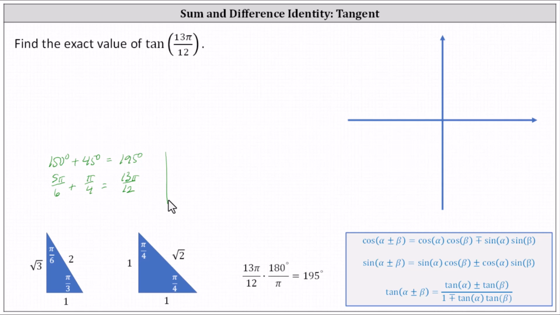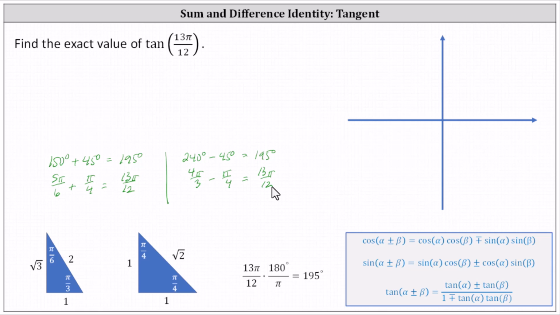For example, we could also use 240 degrees minus 45 degrees, which also equals 195 degrees. Or in radians, because pi divided by 3 equals 60 degrees, and 4 times 60 degrees equals 240 degrees, 240 degrees is equal to 4 pi divided by 3 radians, and then minus pi divided by 4, which also gives us 13 pi divided by 12 radians.